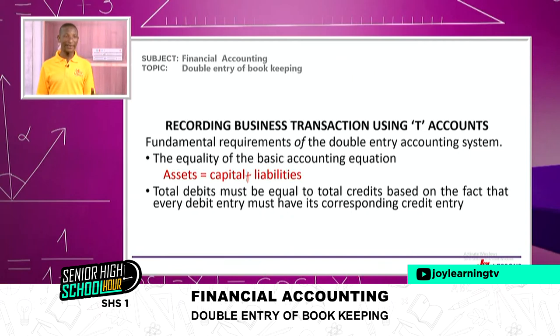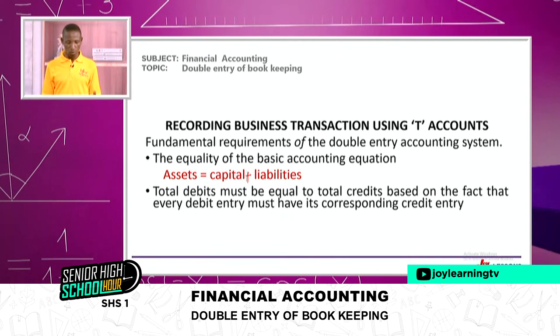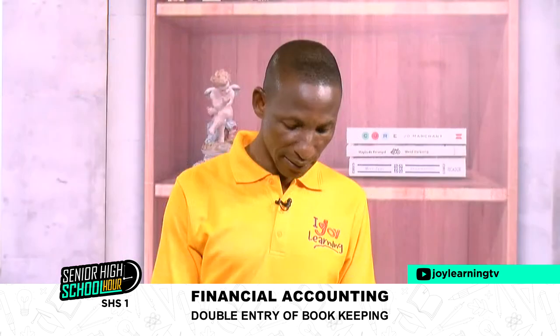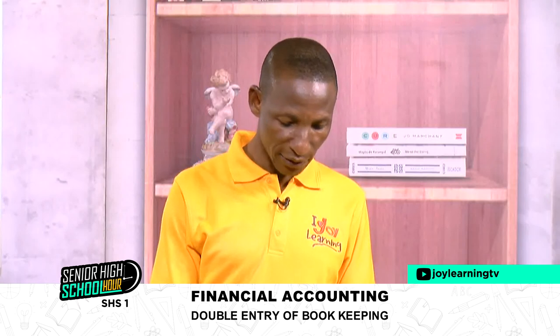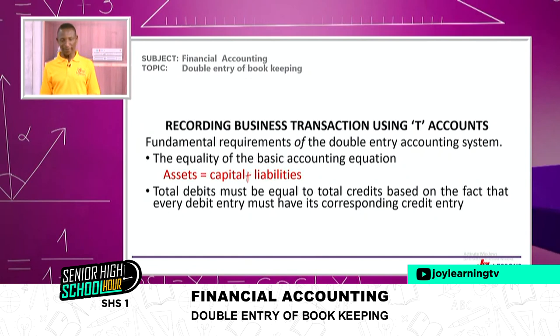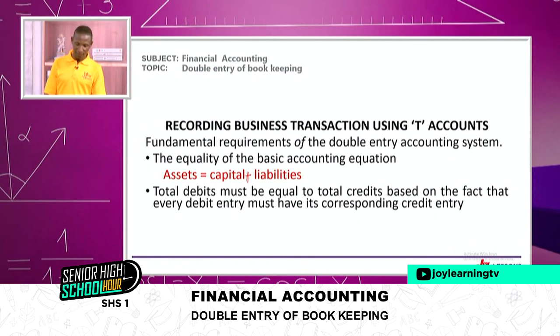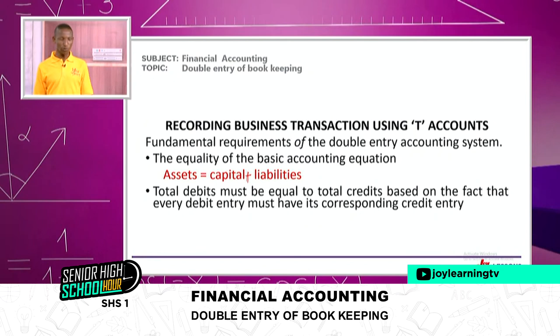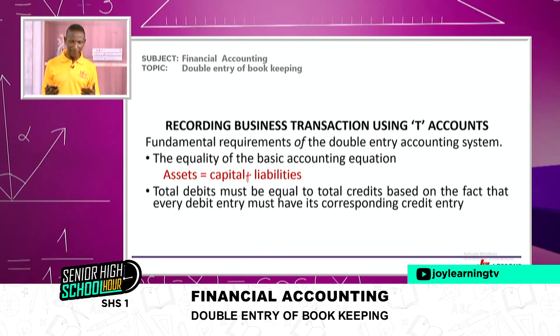So when we had a look at the benefit of the double entry principle, we said it shows arithmetical accuracy of the entries passed. So your debit should be equal to your credit. The fundamental accounting equation should always be in your mind. And again, your debit should be equal to your credit. So these are some of the rules we have to know governing the preparation of the accounts and balancing off to extract a trial balance.